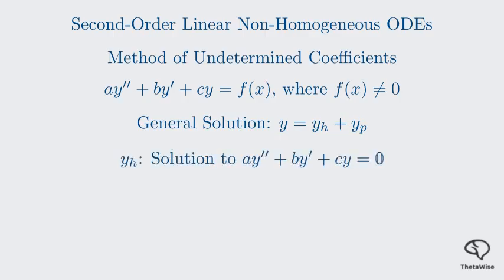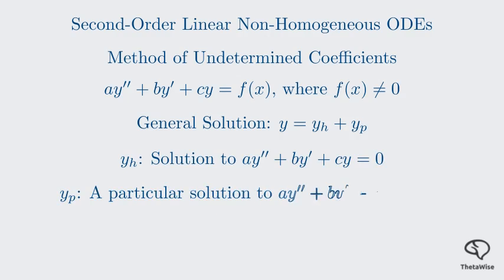The particular solution, y sub p, is any single solution to the non-homogeneous equation. The method of undetermined coefficients is a way to find this particular solution. The method works by making an educated guess for the form of y sub p, based on the form of f of x. Here are the common cases.